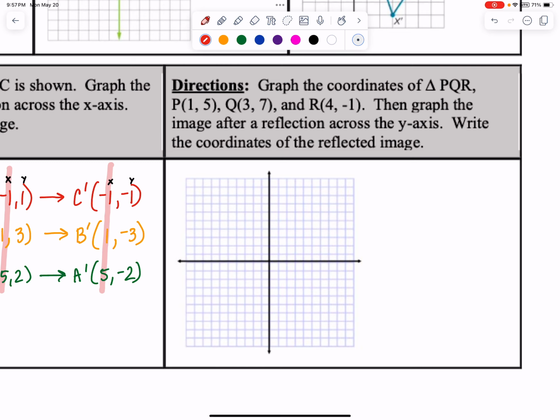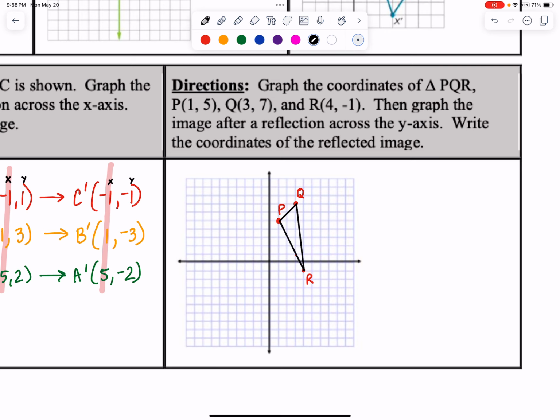Babies crawl, then they learn to stand or fall. So 1, 1, 2, 3, 4, 5. So right here, here's P. Then we need Q, which is 3, 7. 1, 2, 3. 1, 2, 3, 4, 5, 6, 7. So here's Q. And then R is 4, -1. 1, 2, 3, 4, -1. So here's R. Okay, let's connect our points with a nice hard press there. We'll lock that in.